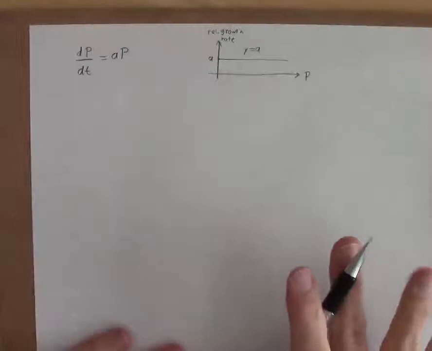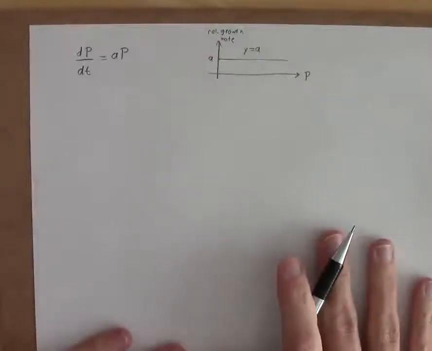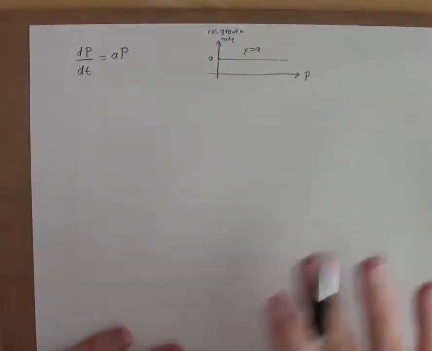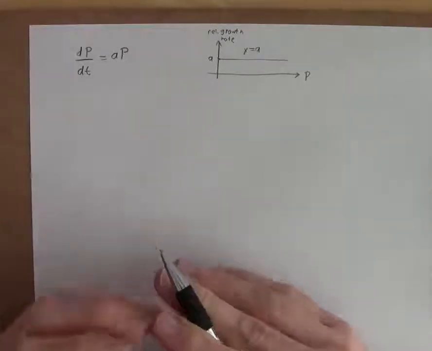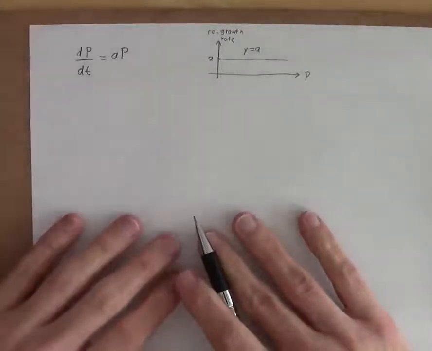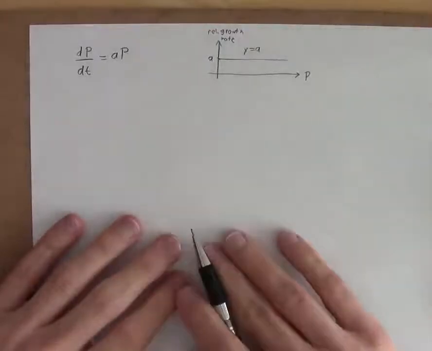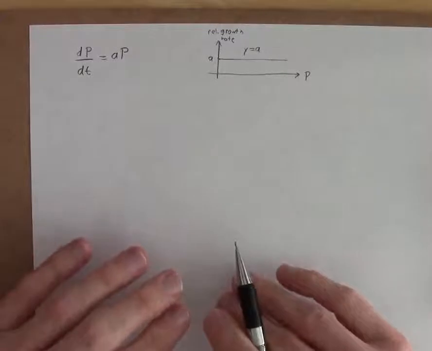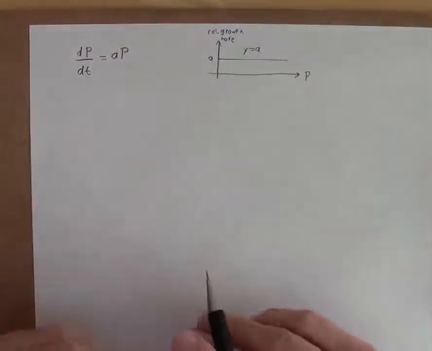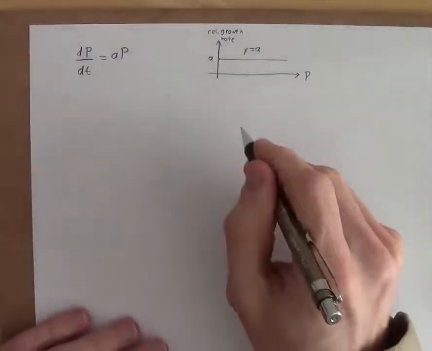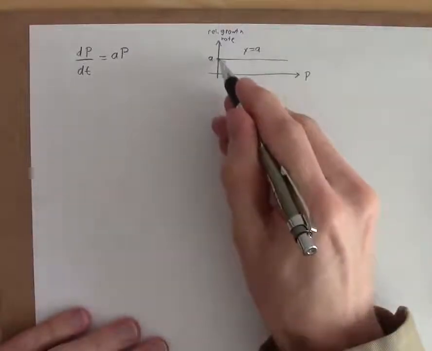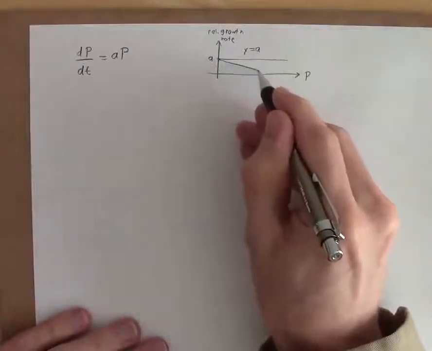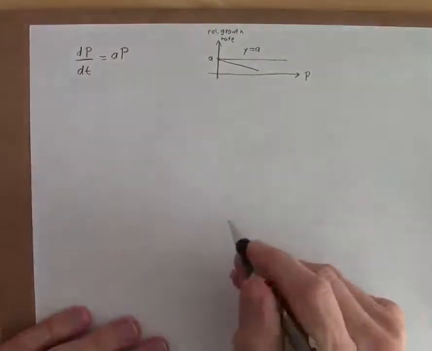So maybe as a more realistic approach, we could have the relative growth rate going down. When the population increases, that puts more strain on the environment or on the resources available. And so there's not as much growth potential as we move on. So we could have a relative growth rate that begins at A, but then decreases as our population moves up.